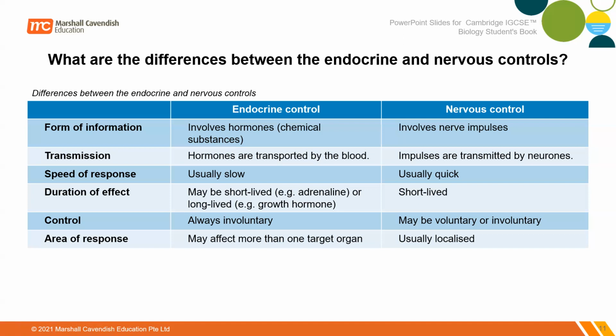An endocrine gland might affect more than one target organ. That means a hormone like growth hormone affects some organs in the body to grow. But the nervous system is usually localized. What does localized mean? It has a specific location. It works on a specific part, and its effect is not for the whole body. This is the idea of the last point. Okay? Okay, thank you mister.